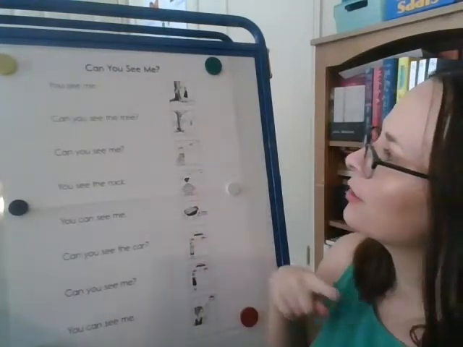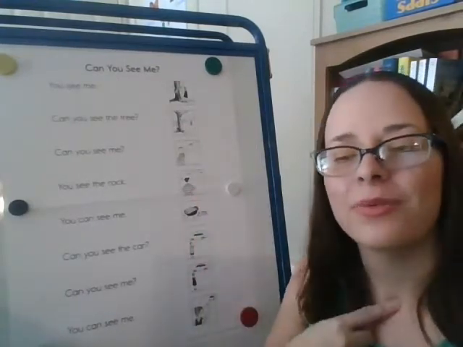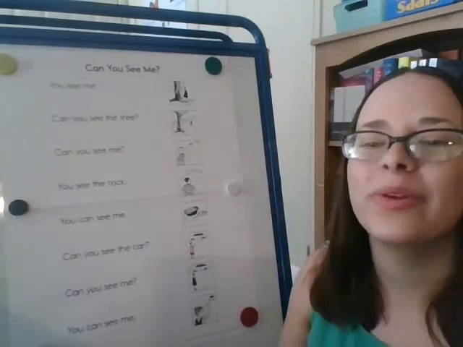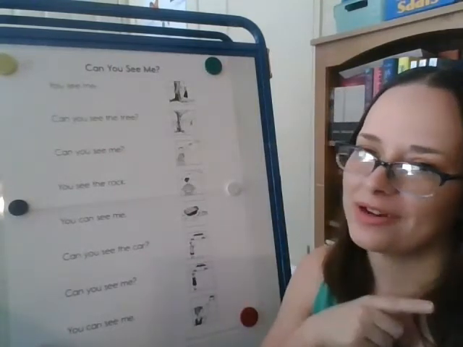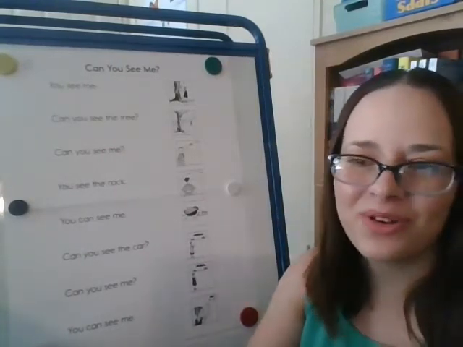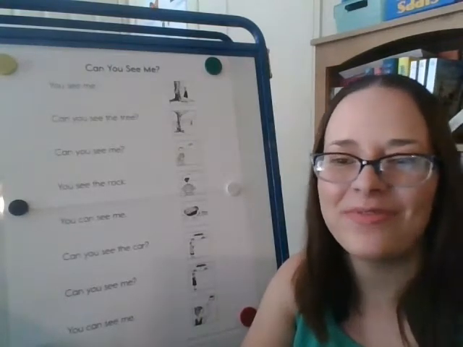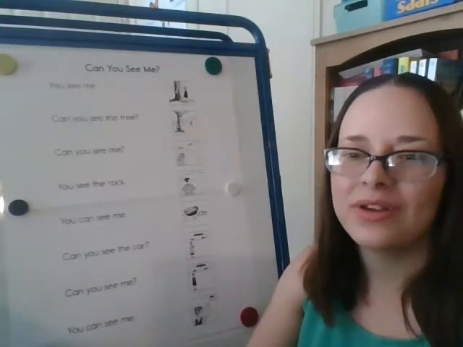The first time we read our story, Can You See Me?, I'm going to read it first and I want you to echo. When we read it later in the lesson, you're going to be reading it by yourself. Make sure to go on Flipgrid and record yourself reading so I can see how you're doing and give you feedback.